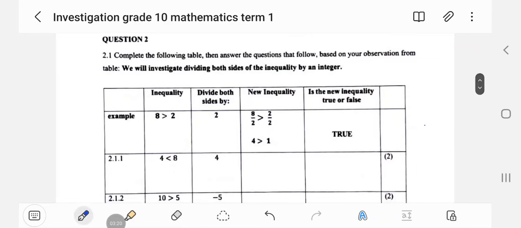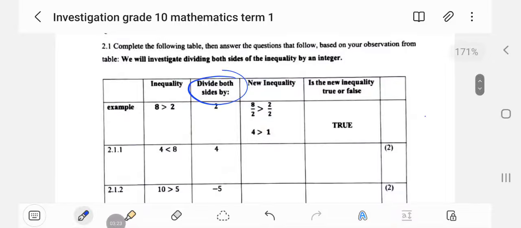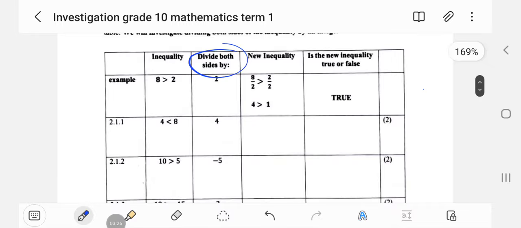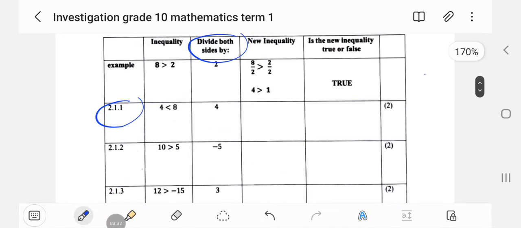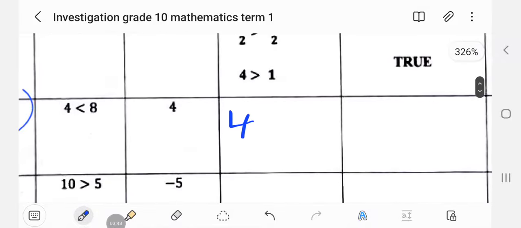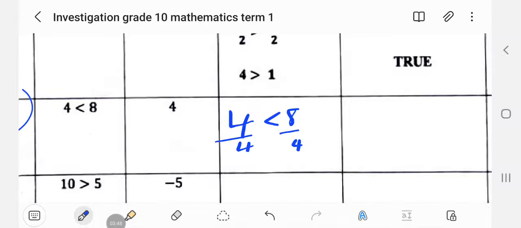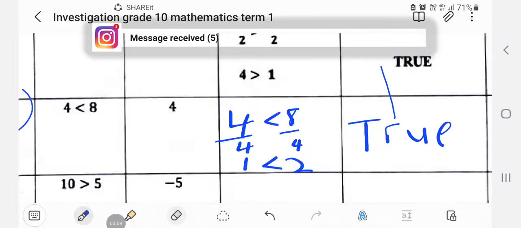The instruction says we must divide. I'm going to do 2.1.1 and 2.1.4. So we have 4 greater than 8. We're going to divide by 4 on both sides. 4 divided by 4 is 1, 8 divided by 4 is 2. So this statement is true. 2 is greater than 1.